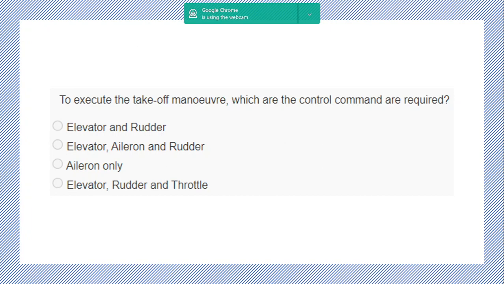Why do we require the rudder? It is the fourth option, that is right. Why do we require rudder?